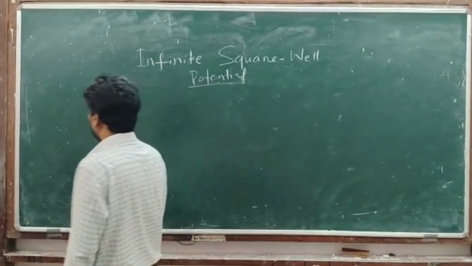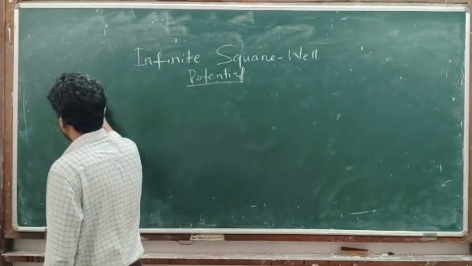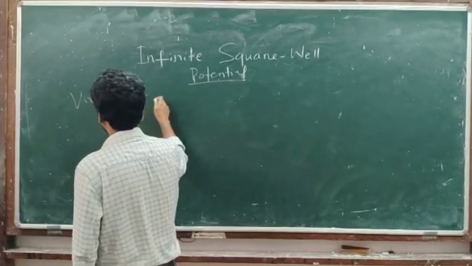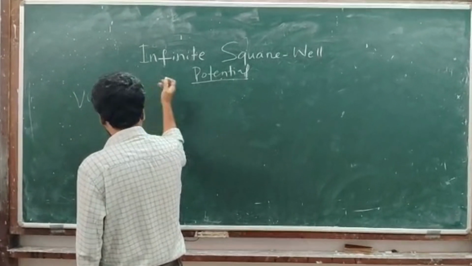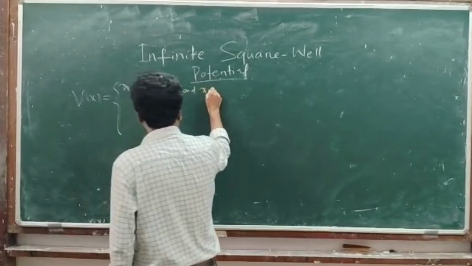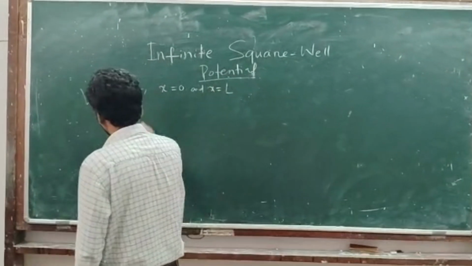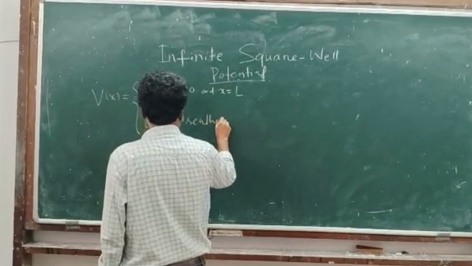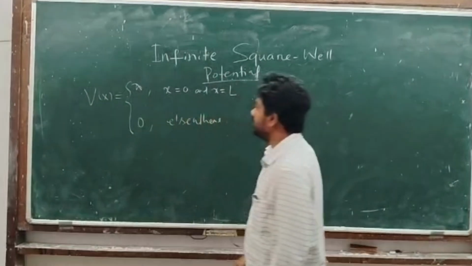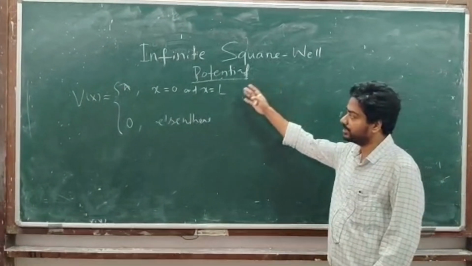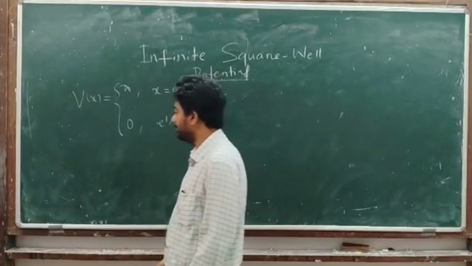So let us try out what the potential looks like. It can be given like this: V is infinity for x less than 0 and x greater than L, and V is 0 between x equal to 0 and x equal to L. Mathematically you can write this potential like this. One more thing: this is the one-dimensional potential we will be studying here.